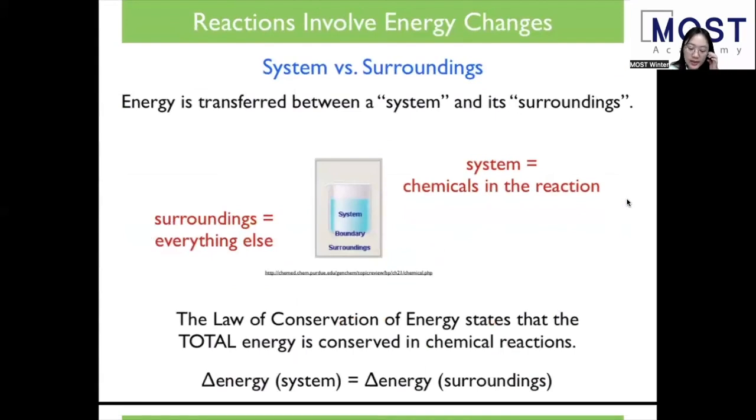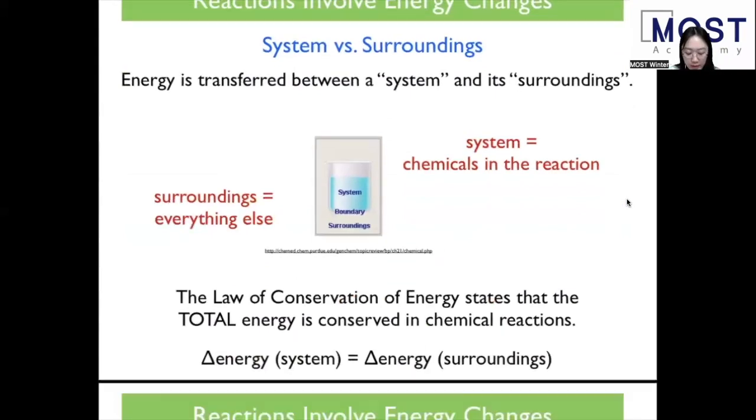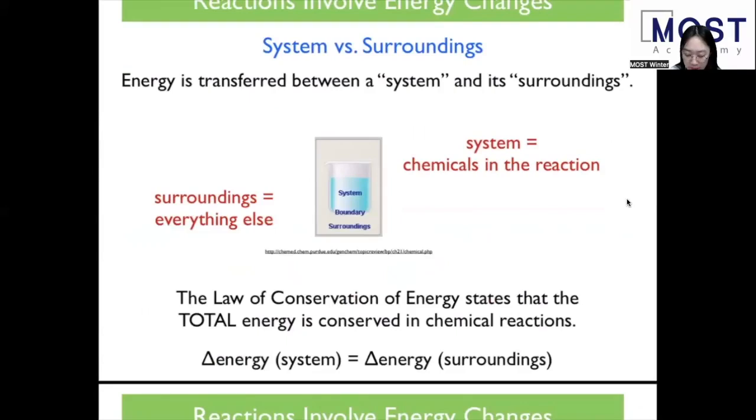So let's talk about system and surroundings. The system is the chemicals in the reaction, and the surroundings are everything else. The law of conservation of energy states that the total energy is conserved in a chemical reaction, which means that the energy change in the system is equal to the energy change in the surroundings. Therefore, energy is not lost or newly created, but just transferred between the system and the surroundings.